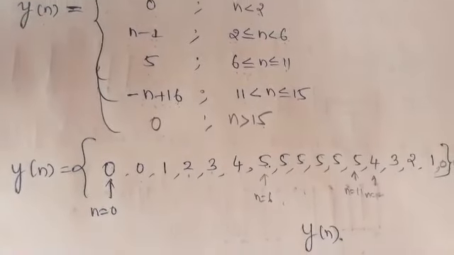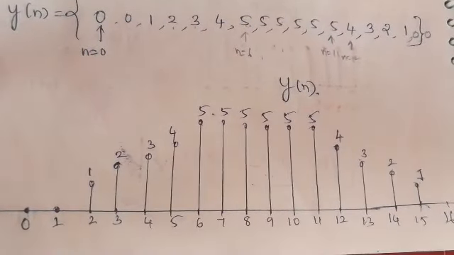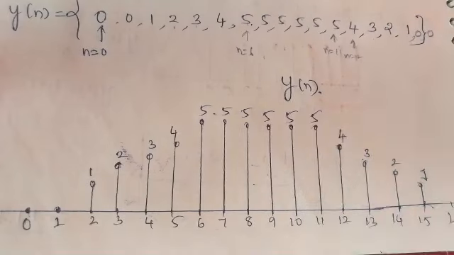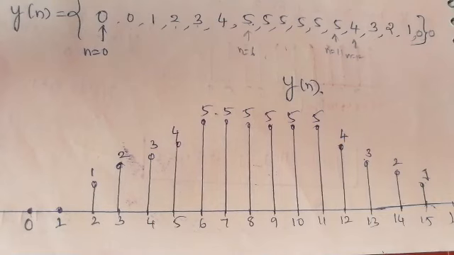So let us sketch the signal. This is the resulting signal y of n. The same samples I sketched here. This is the convolution sum between a rectangular signal and a rectangular signal.